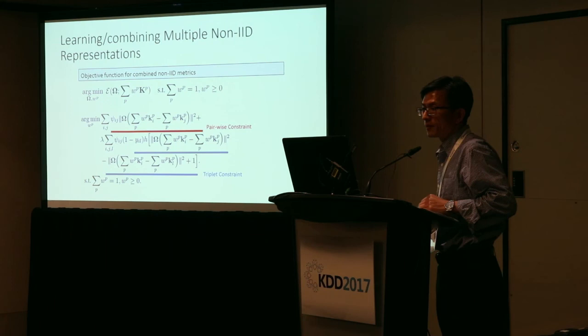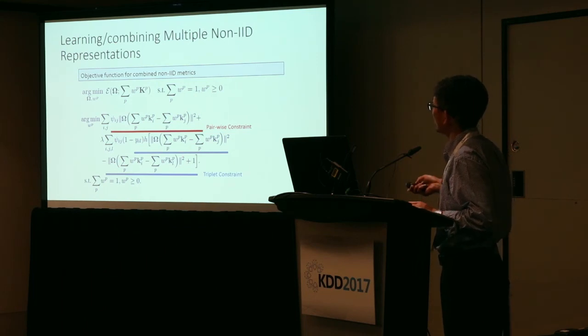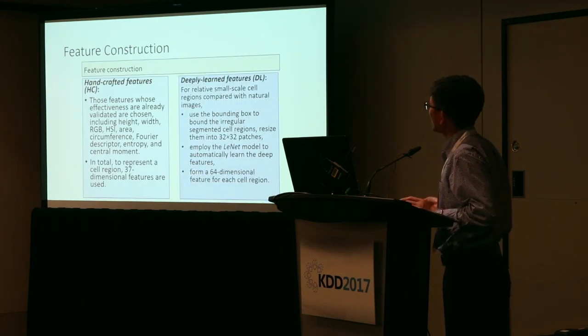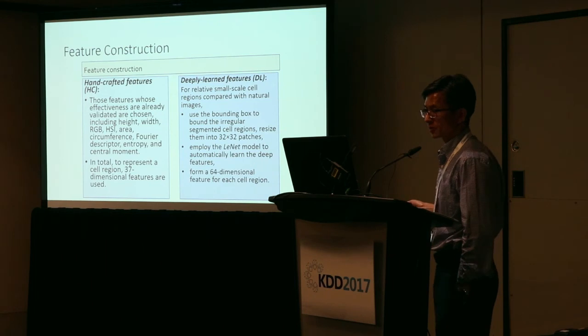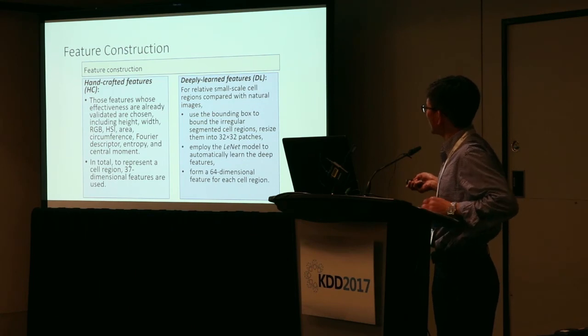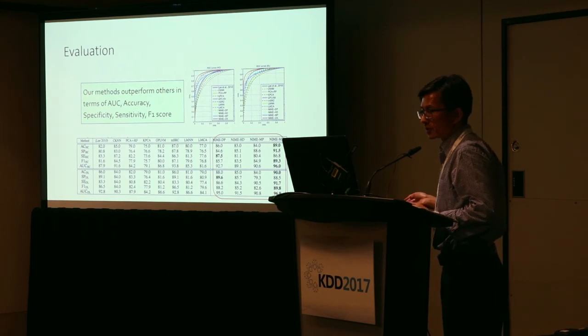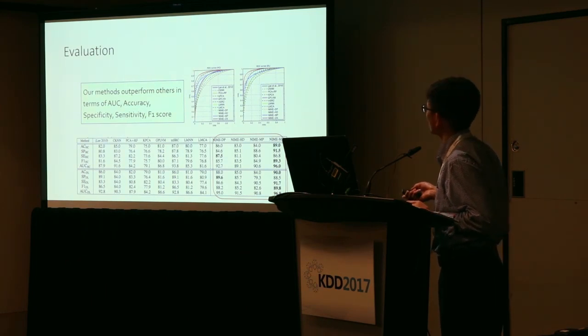And then we just build an objective function. It's basically to combine this matrix, which has multiple kernels, and find a way to minimize it, and this is equivalent to this objective function with some constraints. Right? So then we build the handcrafted features, about 37 dimensional features, and also the deep learning based features of 64, and then we incorporate them into the model to do the image segmentation.